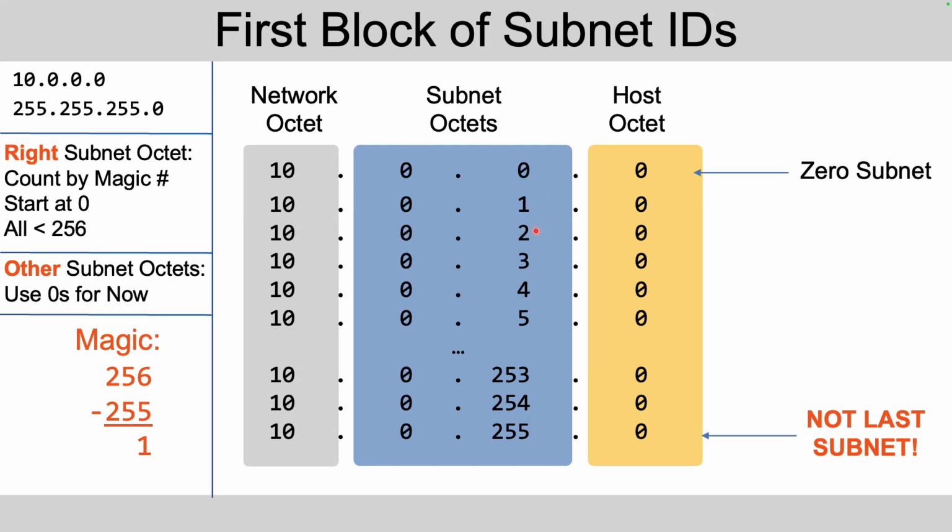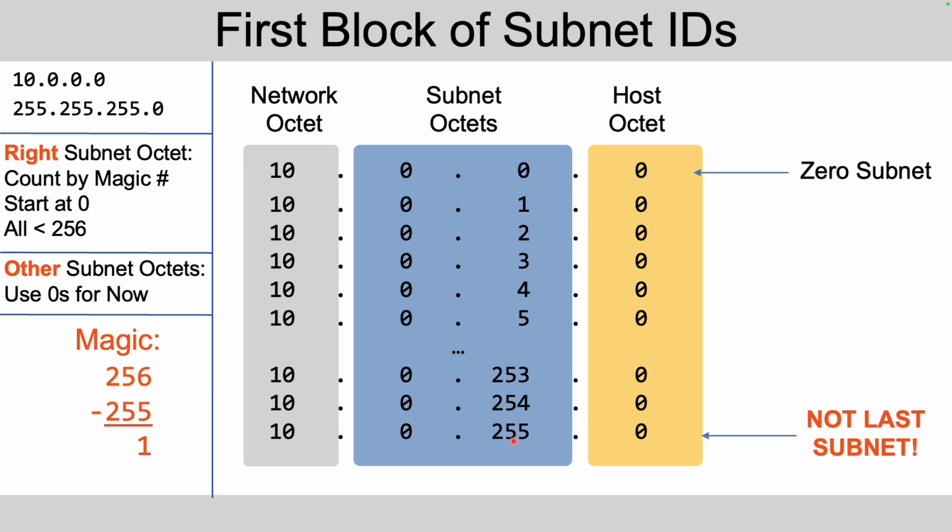So add 1, add 1, add 1, add 1, add 1 up to here while holding a 0 in the left subnet octet. And you've created a block. It's our first block of subnet IDs. Now I stopped at this one that has a 255 in it for similar reasons to our old process, right? If you added a 1, you'd get to 256. That'd be out of range.